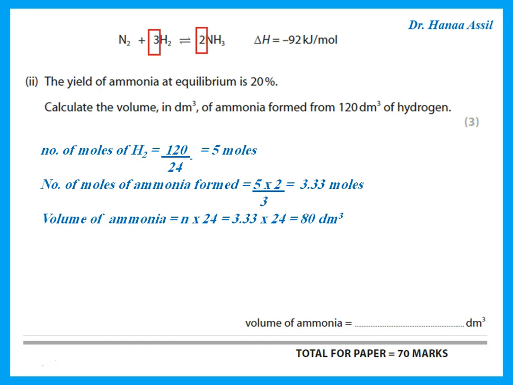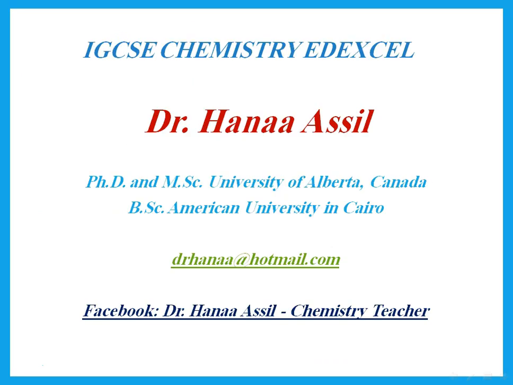Remember that what we get here is the theoretical yield. So I should get 80 decimeter cubed. But he says that the yield is only 20%. So he actually did not get 80. He got 20% of 80. So the actual volume that he got is 16 decimeter cubed. Do you understand this? He was supposed to get 80 according to our calculation. But he says he got only 20%. That means what he actually got is 20% of the 80. Okay, and that's the end of this paper.